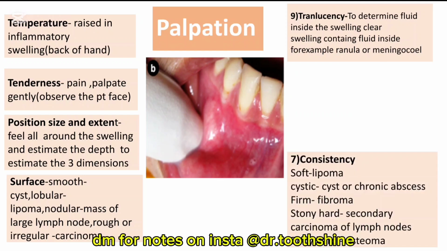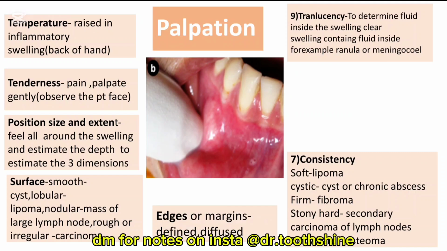So next is consistency. If the swelling is soft, it can be a lipoma, a cyst or a chronic abscess. If it is firm, it can be a fibroma. If the swelling is stony hard, it can be secondary carcinoma of a lymph node. And if it is bony hard, it can be an osteoma.